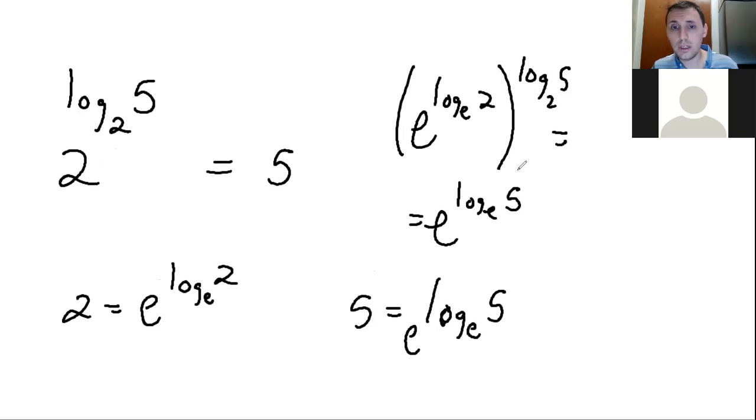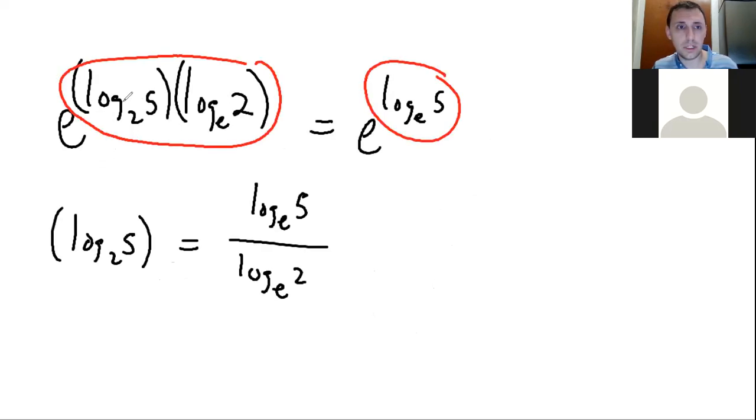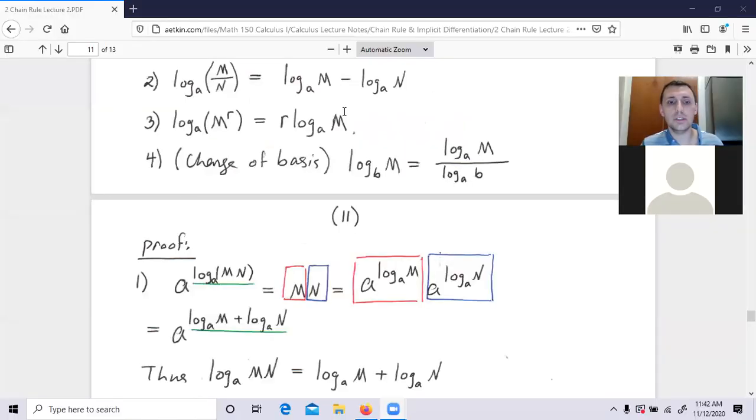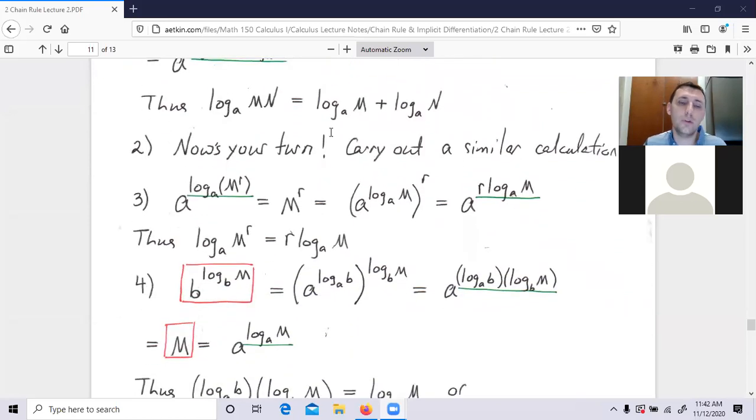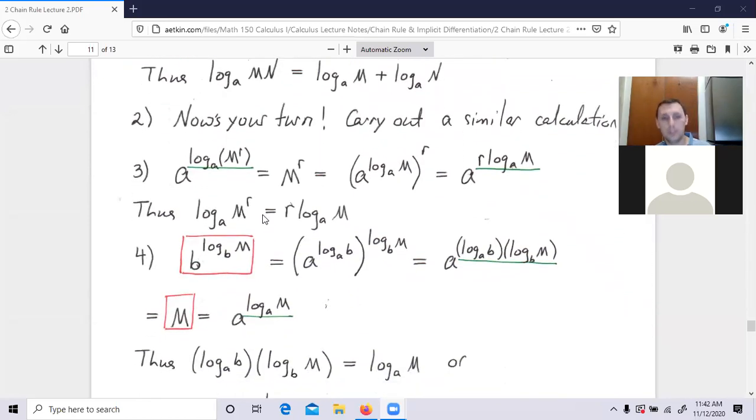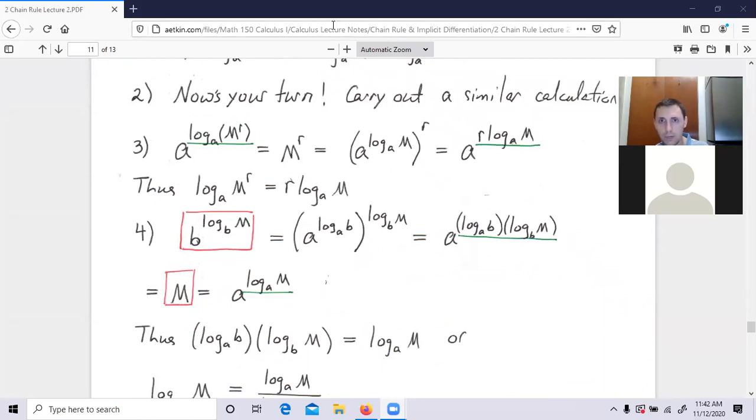Multiply it out, you get this expression. You get log base 2 of 5 times log base e of 2 equal to log base e of 5. And so solving this equation, log base 2 of 5 is going to be log base e of 5 divided by log base e of 2. That's the change of base formula. In general, I can convert from one base to another. So here is how I convert it. It's the same idea, converting from one base to another.